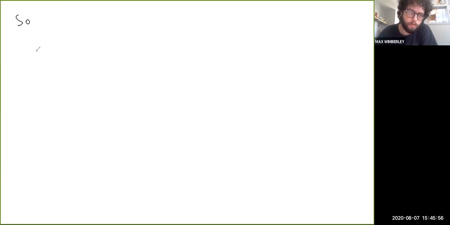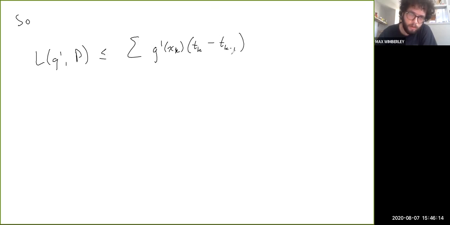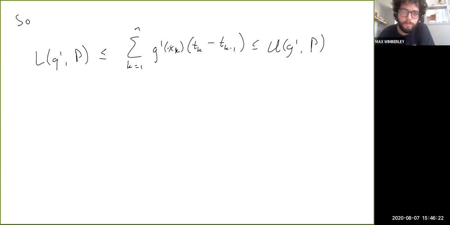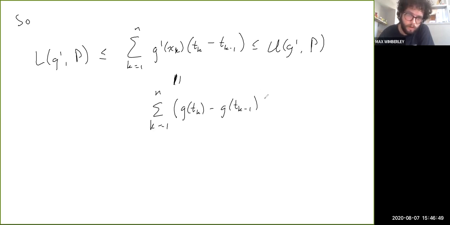So the lower sum of g prime on P is less than or equal to the sum from k equals 1 to n of g prime of x_k times (t_k minus t_{k-1}), which is less than or equal to the upper sum of g prime on P. By the choice of x_k, this equals the sum of (g of t_k minus g of t_{k-1}) over (t_k minus t_{k-1}) times (t_k minus t_{k-1}). These factors cancel out, so we just get g of t_k minus g of t_{k-1}, and this sum telescopes to just g of b minus g of a.